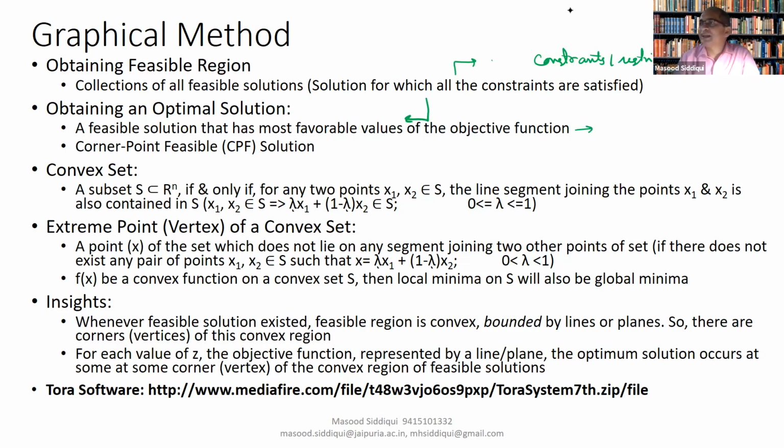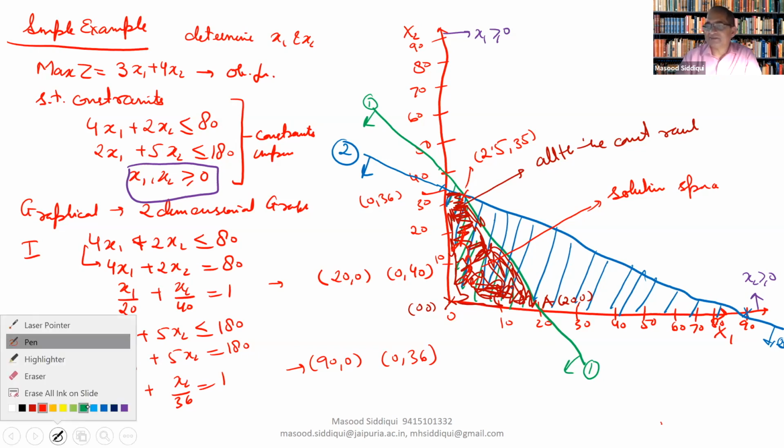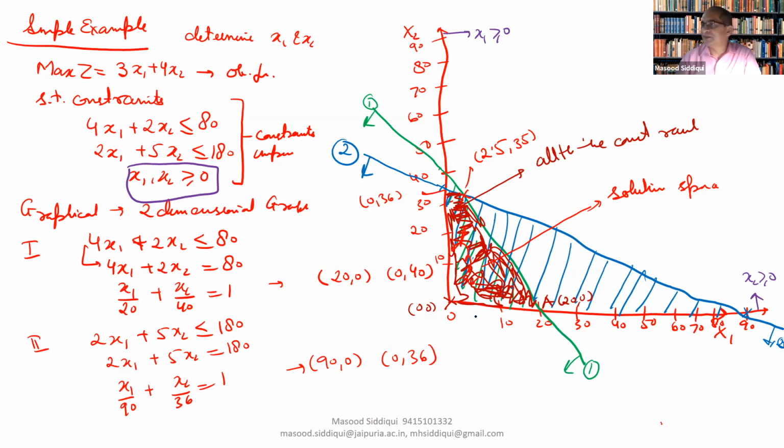So let me again share. Right? So this is the thing. Here, this region can be termed as the feasible region. This is our feasible region. Here our solution exists. So here we have an infinite number of points where our solution exists.